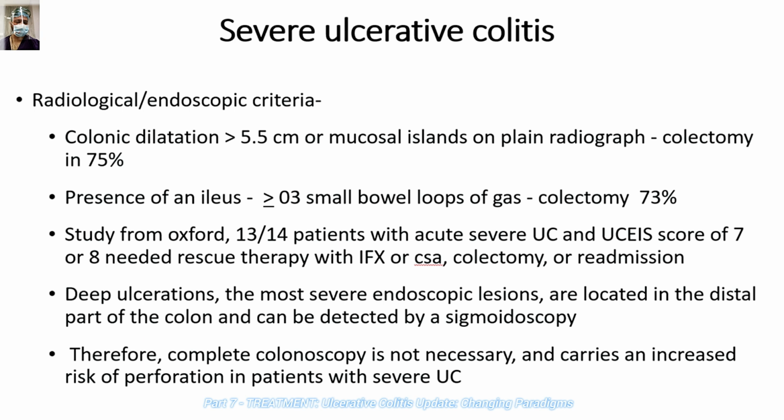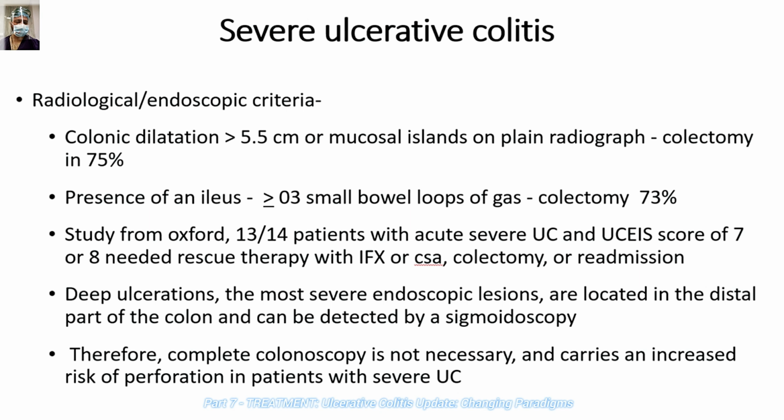Deep ulceration, the most severe endoscopic lesions, is located in the distal part of the colon and can be detected by sigmoidoscopy. As I said, the inflammation will be more in the rectum. It gradually increases from proximal to distal, that is, inflammation is more in the rectum than the sigmoid, and less in the descending colon and transverse colon. So the severe lesion can be detected by sigmoidoscopy because the most affected part will be the distal rectum or sigmoid. Therefore, complete colonoscopy is not necessary and carries an increased risk of perforation in patients with severe ulcerative colitis.